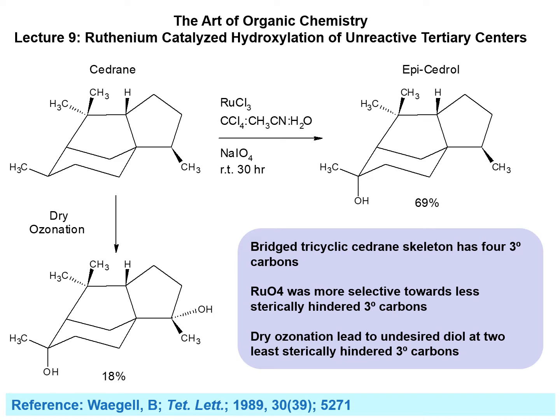Here we see sidrane was directly oxidized at room temperature to epi-sidrol in 69% yield. Dry ozonation techniques led to overoxidation to the diol in 18% yield at the 2 less sterically hindered tertiary carbons.